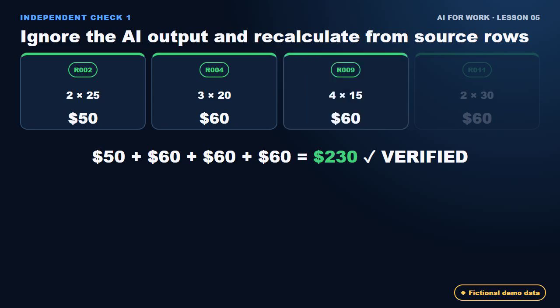R002 is 2 times $25, or $50. R004 is 3 times $20, or $60. R009 is 4 times $15, or $60. R011 is 2 times $30, or $60. Together, those values equal $230.